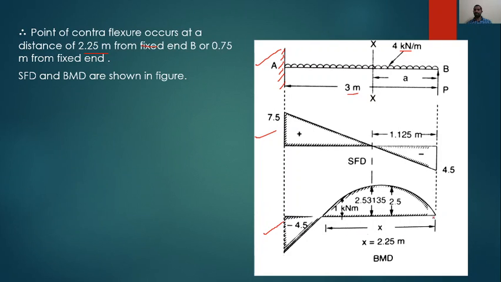Then at B we have 0 bending moment, and exactly at this particular point it is 2.53, and up to here it is negative. At the fixed support it is 4.5, and because it is positive, the curve goes upwards up to this point, and from there it is negative, so the curve drops downwards. Anyhow, this is the shear force and bending moment diagram, and we are going to find this point of contraflexure by the bending moment equation as discussed previously.